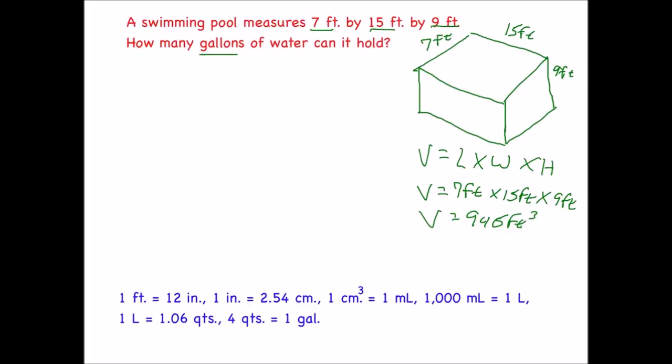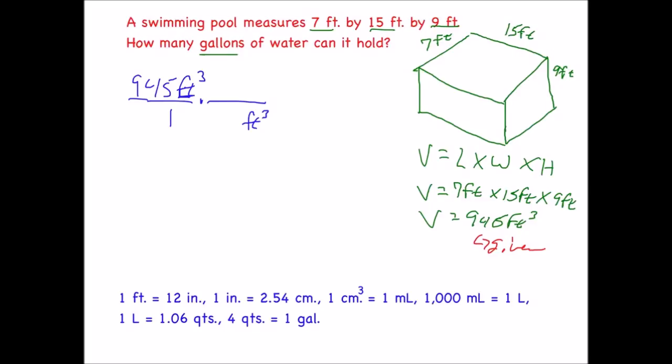Okay? So that's actually going to be our given. Alright? This is going to be the thing that we put over 1. So let's go ahead and do that. 945 feet cubed over 1. Alright, and we're going to put our little dot and another bar. And the thing that we're trying to get to is gallons. Alright, we're trying to get to gallons. So, since we have feet cubed on top, we're going to have feet cubed on bottom.